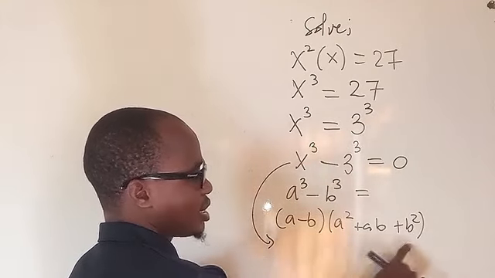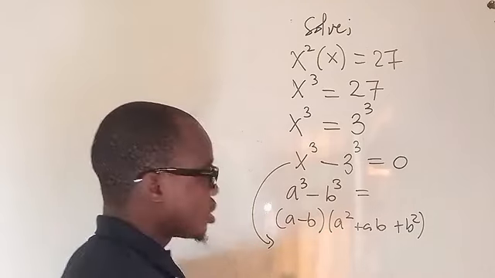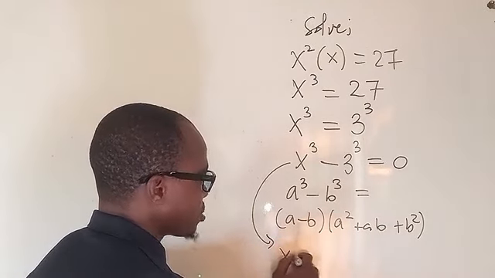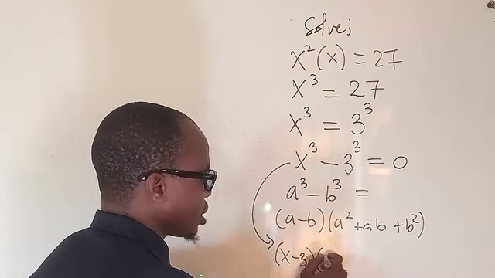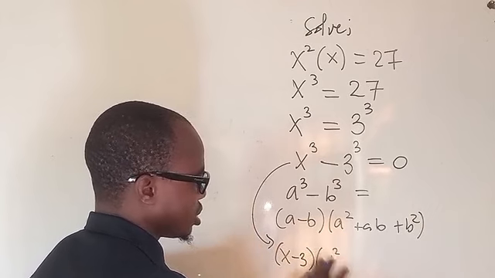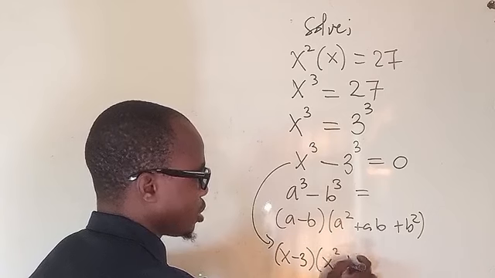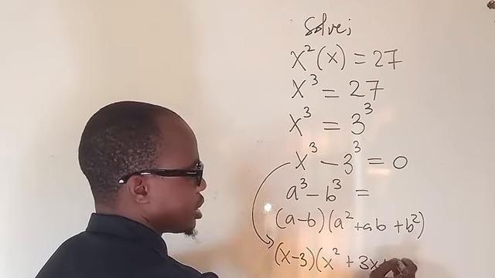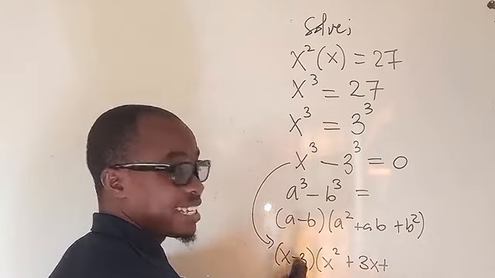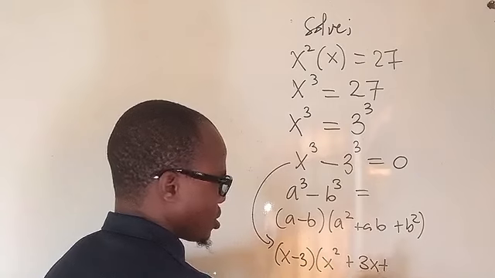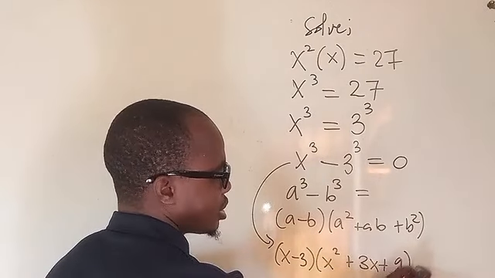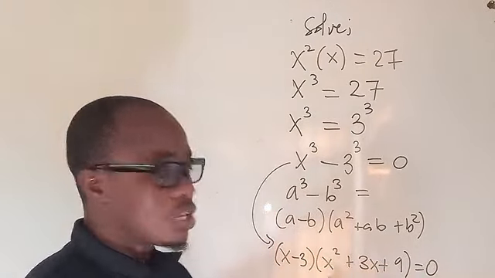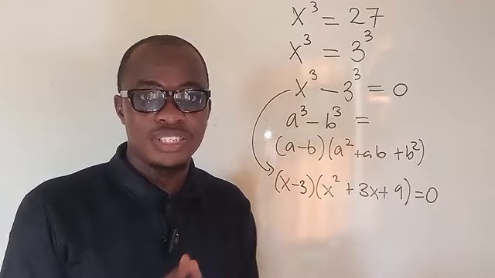So we can write it in this factor form, and that's going to be x minus 3, then we have x squared plus 3 times x plus 9. We have 3 here, that will be 3 squared, and that will be 9. Then equals 0.